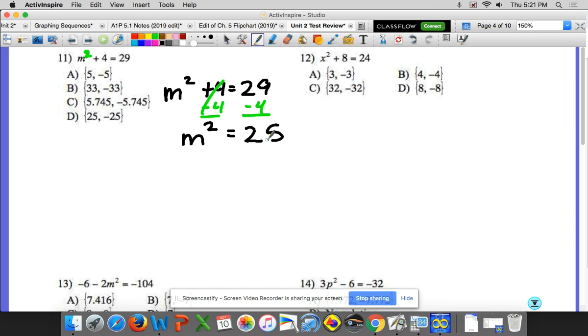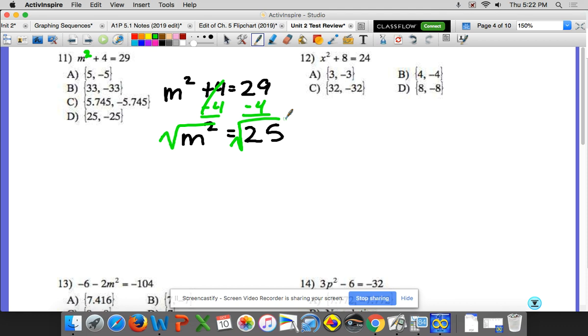The thing that we introduce with squares is we have to undo squares. We have to really get m completely by itself. In order to do that, we have to do the opposite of a square, and the opposite of a square is a square root. That symbol looks like that. When we do that, we're going to get rid of the square, but what we do to one side, we've got to do to the other.